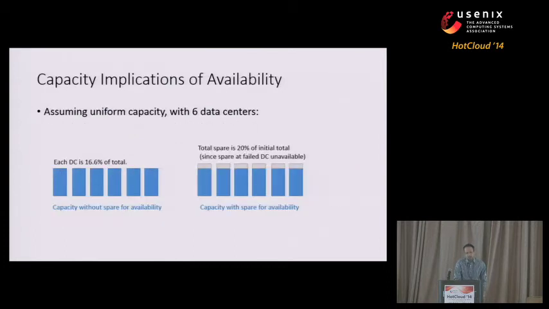The other reason is availability. If I were to pretend that all the data centers are the same size, then this is a simple calculation: if I have 6 data centers, then I need 20% extra capacity so that if one of them disappears, the others will have sufficient slack to take up the load.